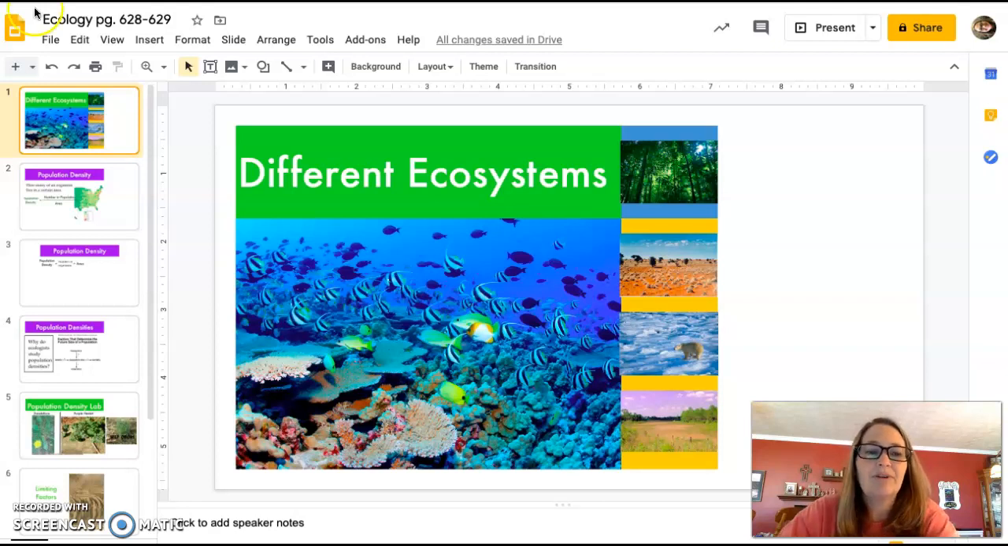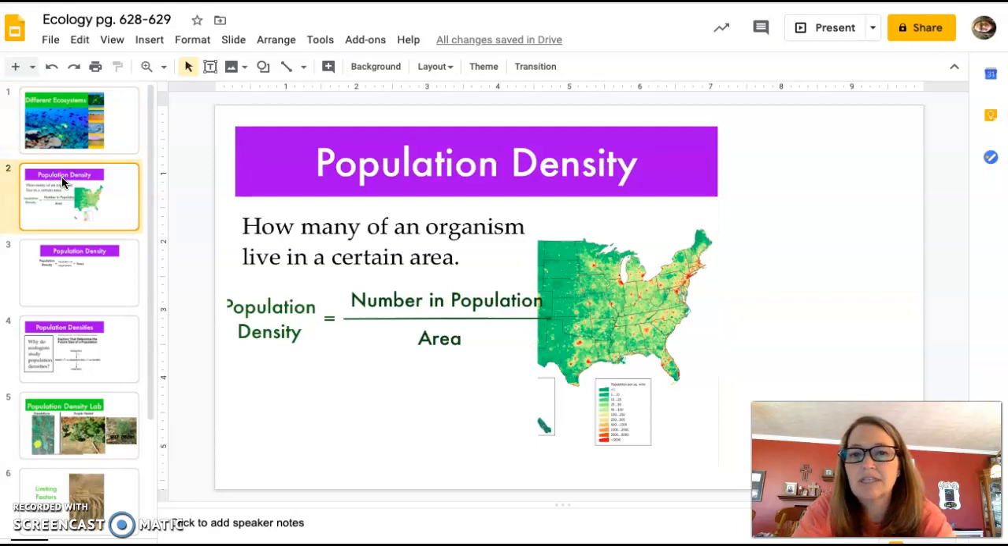But today we really want to focus in on some more information with populations, because ecologists study populations and those population densities quite a bit. So in your book, on page 628, you did a little reading about population densities. Population density is just how many of an organism that you have living in a certain area at a certain time. So this is a map of the United States, and it's showing population density of people.